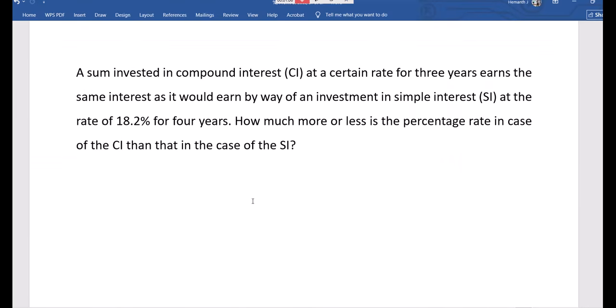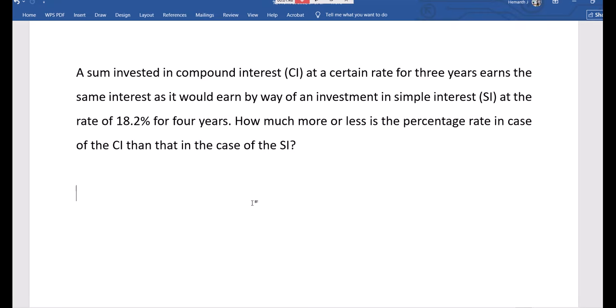Now see this question. Simple interest, compound interest combined. I believe you can answer this question. A bit similar to previous questions we handled. Try this now. A sum invested in compound interest at a certain rate for 3 years earns the same interest as simple interest at the rate of 18.2% for 4 years. How much more or less is the percentage rate in case of compound interest compared to simple interest?